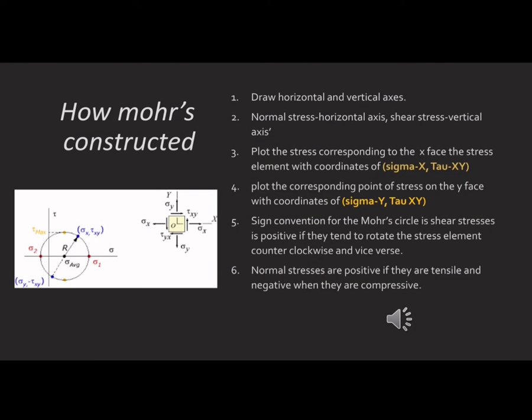Next is how Mohr's circle is constructed. Firstly, draw horizontal and vertical axes. Normal stress is on the horizontal axis, while shear stress is on the vertical axis. Plot the stress corresponding to the x face of the stress element with coordinates of sigma x and tau xy. Plot the corresponding point of stress on the y face with coordinates of sigma y and tau xy. The sign convention for the Mohr circle is that shear stresses are positive if they tend to rotate the stress element counterclockwise and vice versa. Normal stresses are positive if they are tensile and negative when they are compressive.